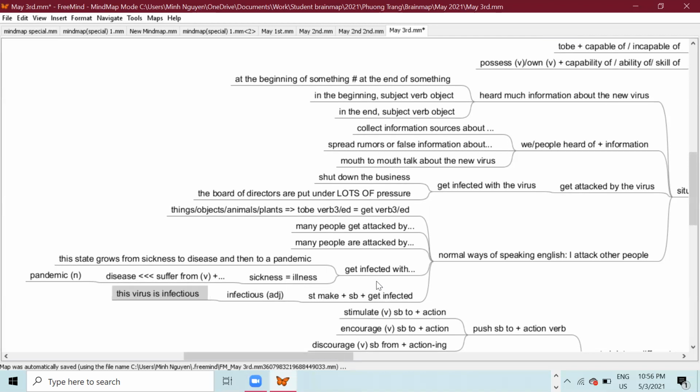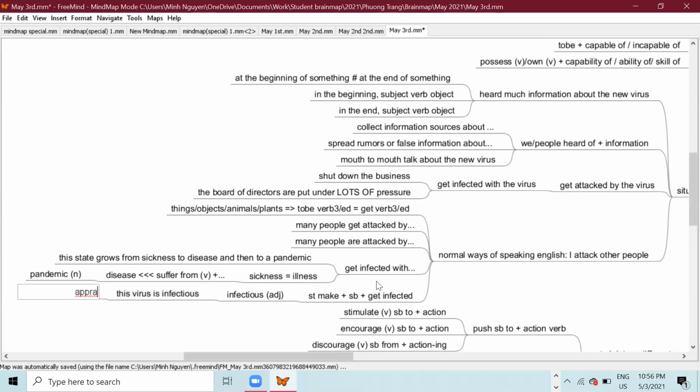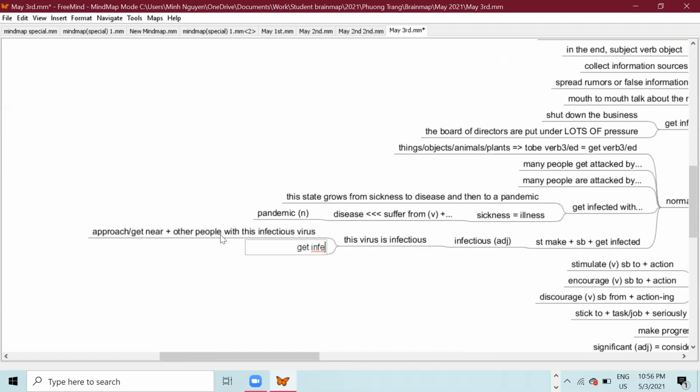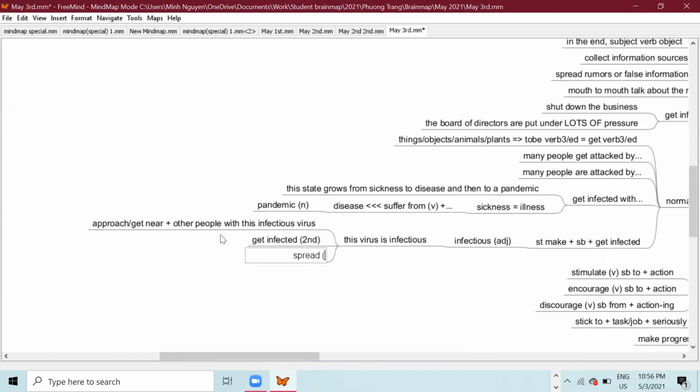It means that if people approach or get near other people with this infectious virus, they are going to get infected with this kind of virus. You get approached, this is the first step, and then you get infected, this is the second step, and then of course you are going to spread the virus all over the world, all over the zone.